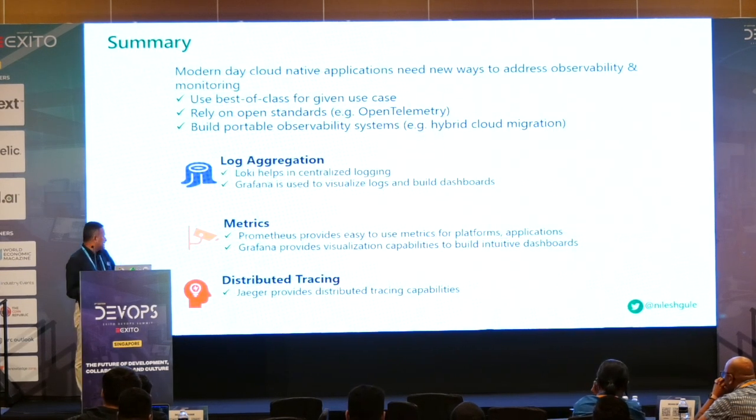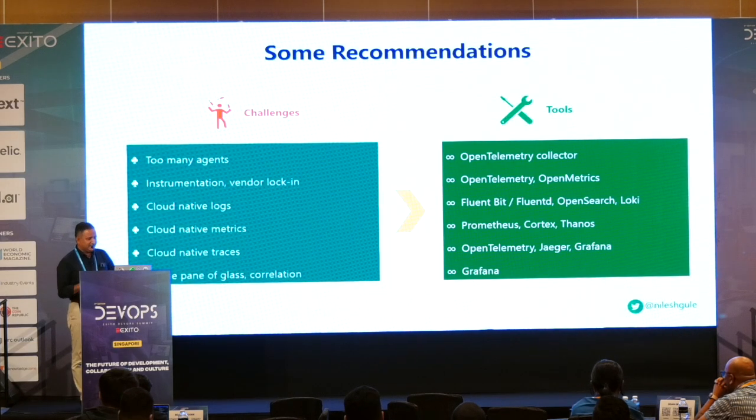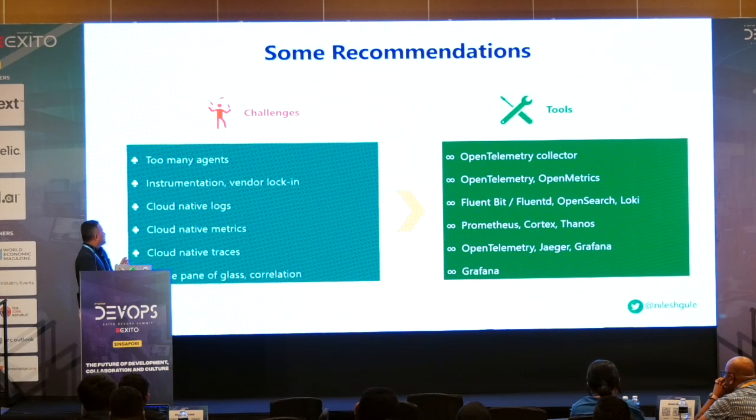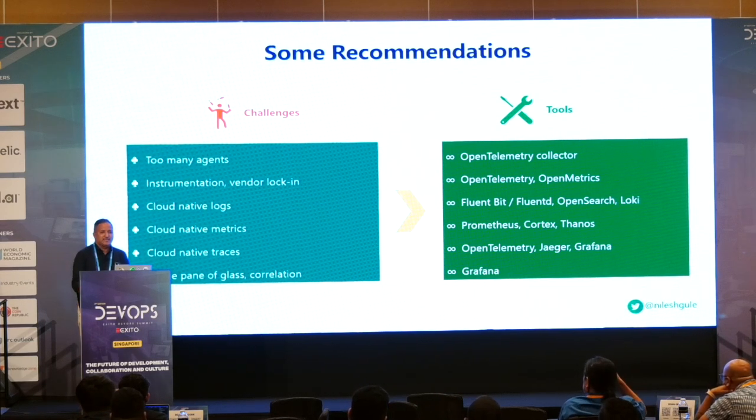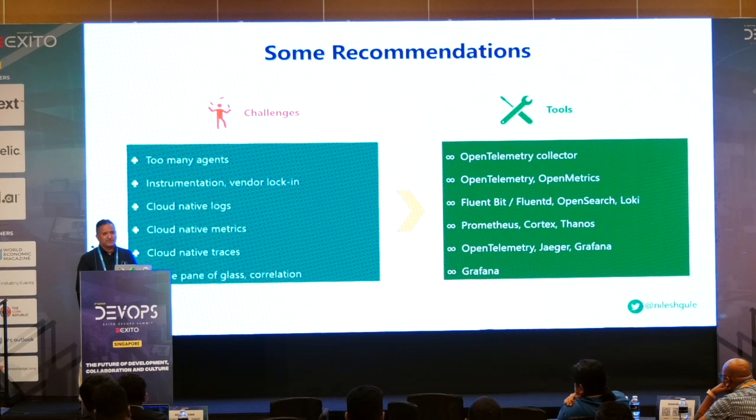And in that sense, here are some of the recommendations depending on the challenges that we have. The first one, as I said, is that too many tools or too many agents might be required for you to implement the right observability solution. To overcome that, you can use something like OpenTelemetry. You don't have to integrate your code with too many agents. You can rely on the OpenTelemetry collector.